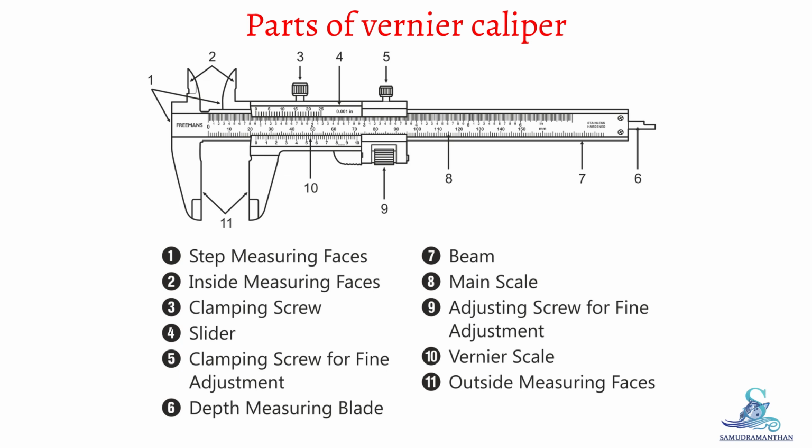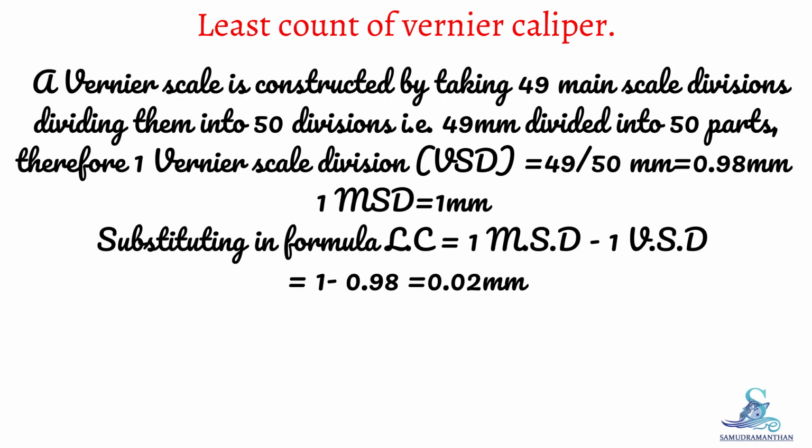Let's calculate least count of vernier caliper. A vernier scale is constructed by taking 49 main scale divisions, dividing them into 50 divisions. That is, 49 mm is divided into 50 parts, therefore one vernier scale division, VSD, is equal to 49 divided by 50 mm, which gives out 0.98 mm.